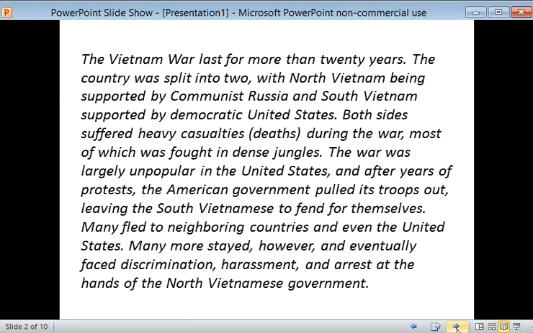The war was largely unpopular in the United States, and after years of protests, the American government pulled its troops out, leaving the South Vietnamese to fend for themselves. Many fled to neighboring countries and even the United States. Many more stayed, however, and eventually faced discrimination, harassment, and arrest at the hands of the North Vietnamese government.